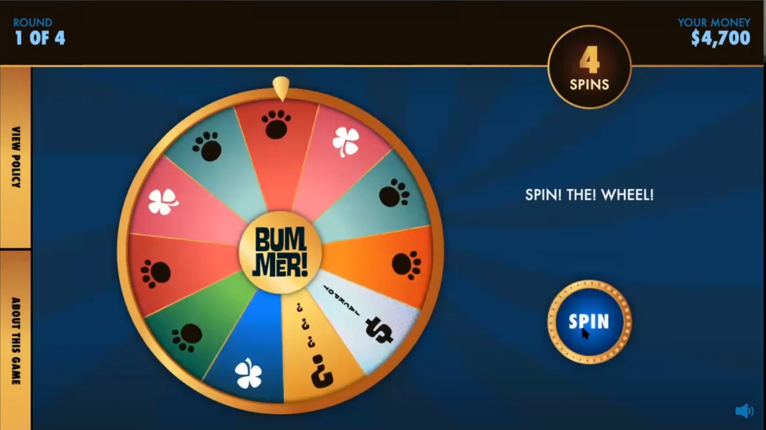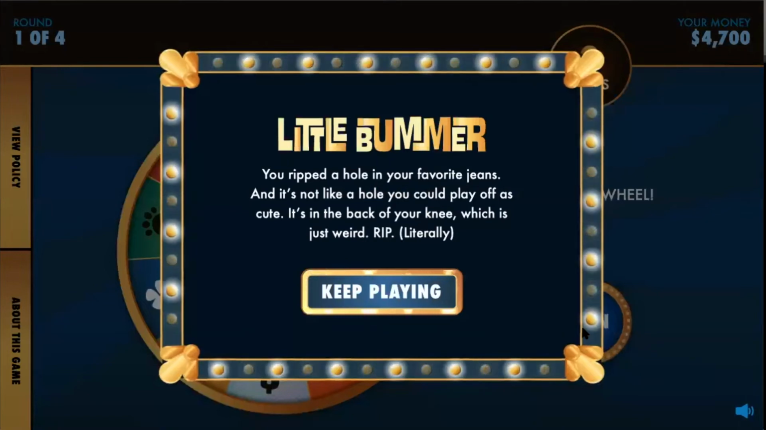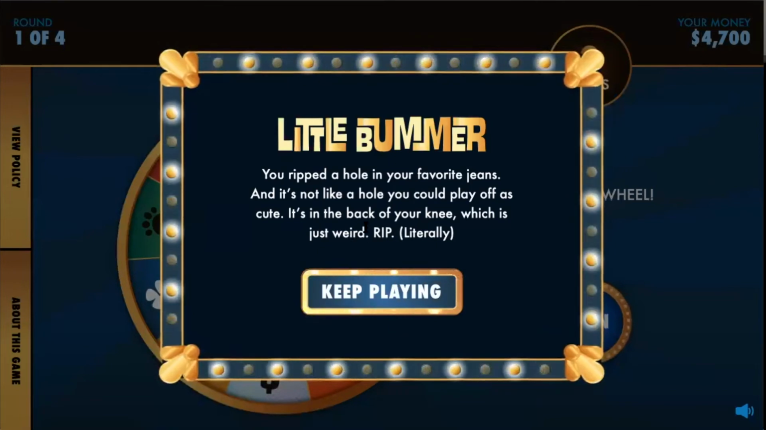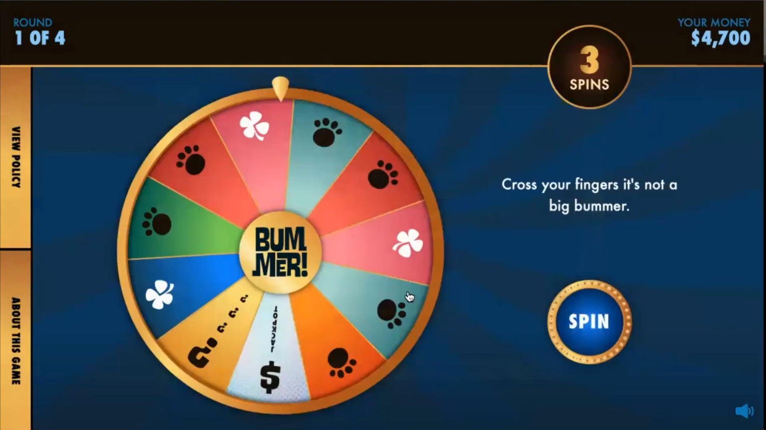What happens here? Oh, you ripped a hole in your favorite jeans, and it's not like a hole you could play off as cute. It's in the back of your knee, which is just weird. All right, so it's very applicable to teenagers, as you can see. Okay, cross your fingers. It's not a big bummer for our next spin.